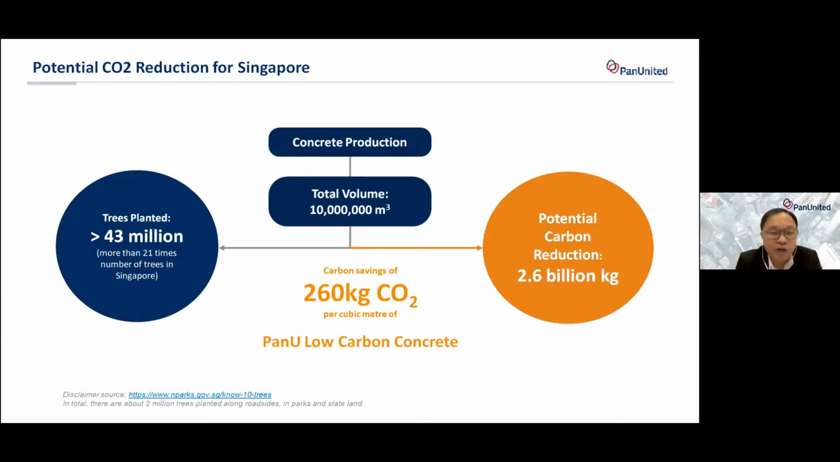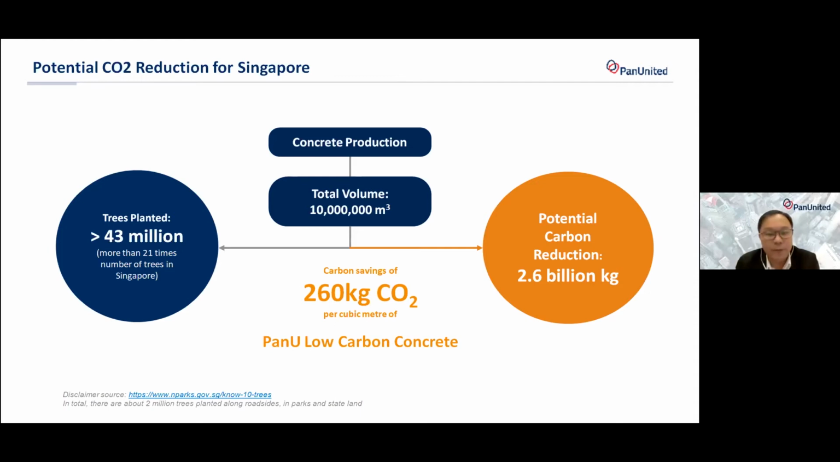Now, this is what we envision for Singapore. With PEN United low carbon concrete, we are able to achieve embodied carbon savings of about 260 kilograms of CO2 per cubic meter. Singapore this year is projected to use a total concrete volume of 10 million cubic meters. So we envision that when all the concrete in Singapore is converted to this low carbon concrete, we are able to save 2.6 billion kilograms of CO2, equivalent to about 43 million trees planted in Singapore.